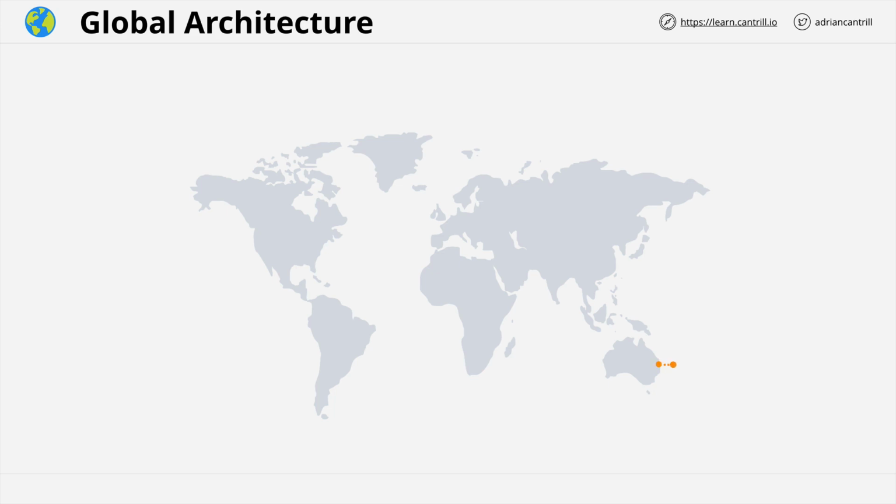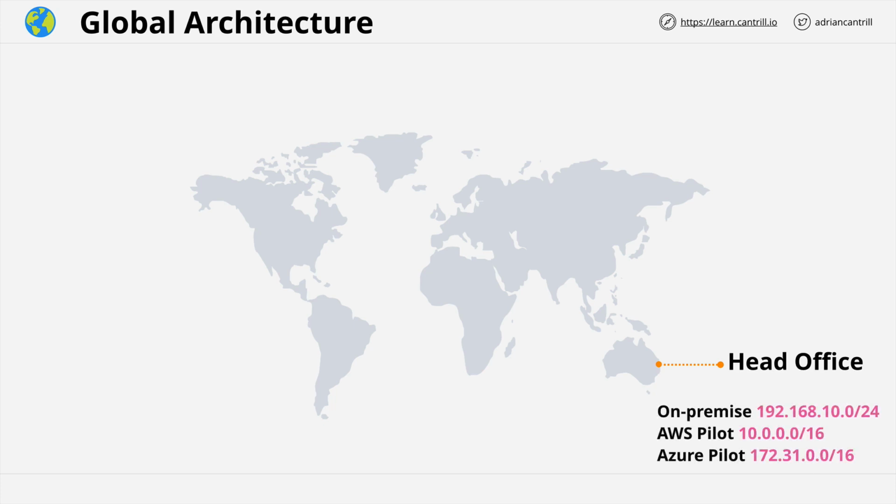First, we've got the headquarters based in Brisbane, Australia. Now, this location handles most of the core admin staff and shared business services, in addition to the core on-premises infrastructure. From a technical perspective, the on-premises network uses the 192.168.10.0 address range. It's a /24 or Class C address space. Now, don't worry if you don't know what that means. I'll be covering it later in the course.